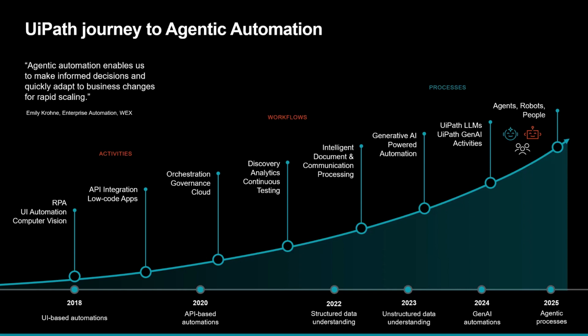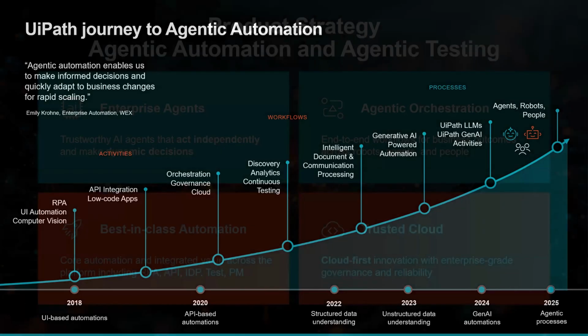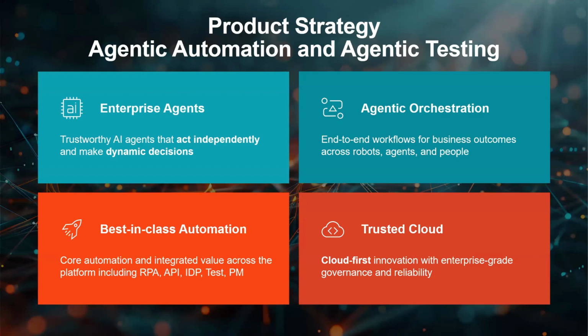So this is not anything new to UiPath. We're simply now positioning ourselves as the platform for this new world with the availability of agentic AI capabilities that will enable you to do a lot more with what you have. So obviously, agentic automation is a key focus for the platform and our product vision and strategy.